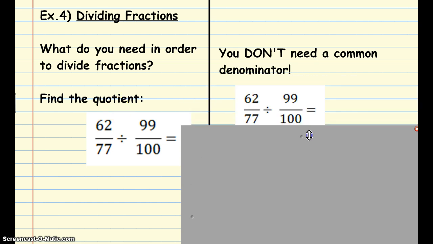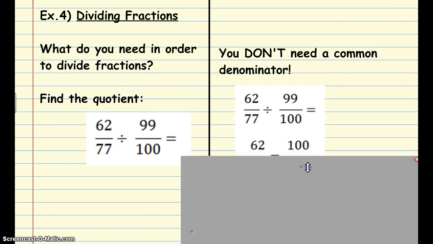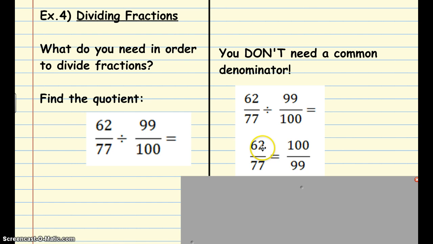So the first thing we're going to do is write our problem down. Second thing is, we did this earlier this school year. We are going to keep the first fraction, 62 over 77. Oops, that should not be equals there. That should actually be times. Sorry about that, we are going to change this sign to multiplication. Okay, so we're going to change division to multiplication.